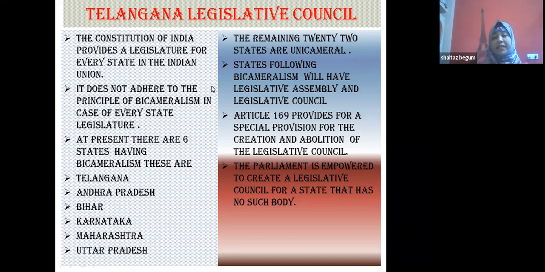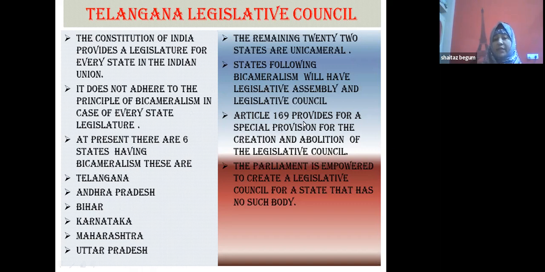The remaining states are unicameral. That means they have only the Legislative Assembly. They do not have a Legislative Council. Compulsorily, the Legislative Assembly should be there. There's no option of not having it. The only thing we can abolish is the Legislative Council.